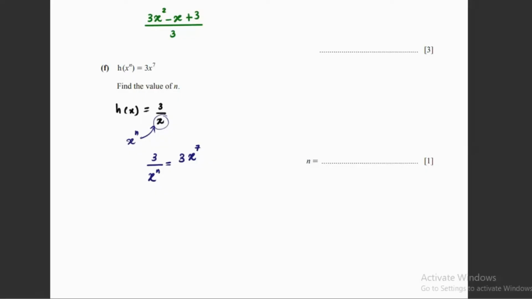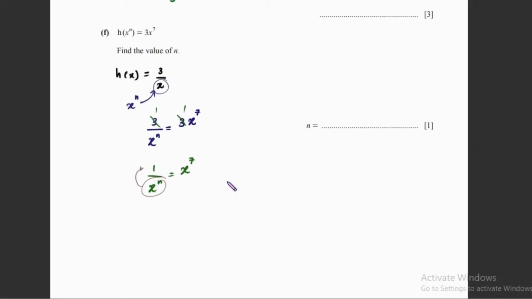Now I can simplify this, and I need to find what this n is. So I can cross out the 3 and the 3 here because they both are divisible by 3. So I have 1 over x to the power n is equal to x to the power 7. Now, this x to the power 7 is in the numerator and this is in the denominator. So the one that is in the denominator, I'm going to take it to the numerator. It has a positive index, and when it goes up from the bottom, it becomes a negative index. So it will be x to the power -n, which is equal to x to the power 7.